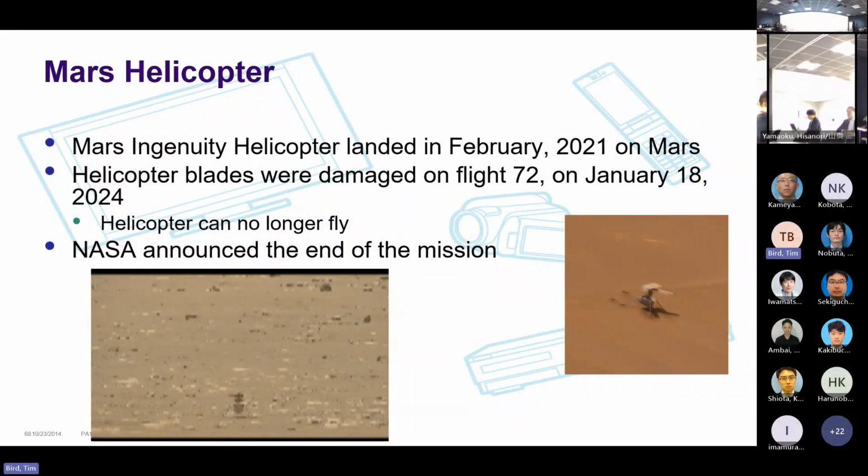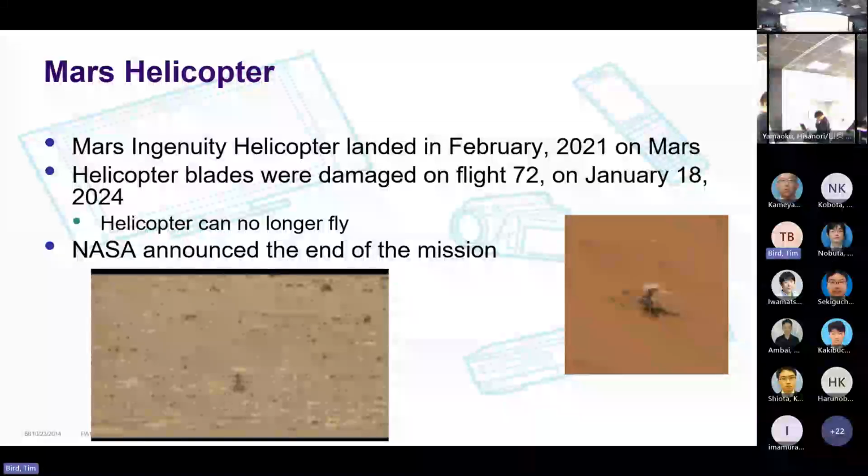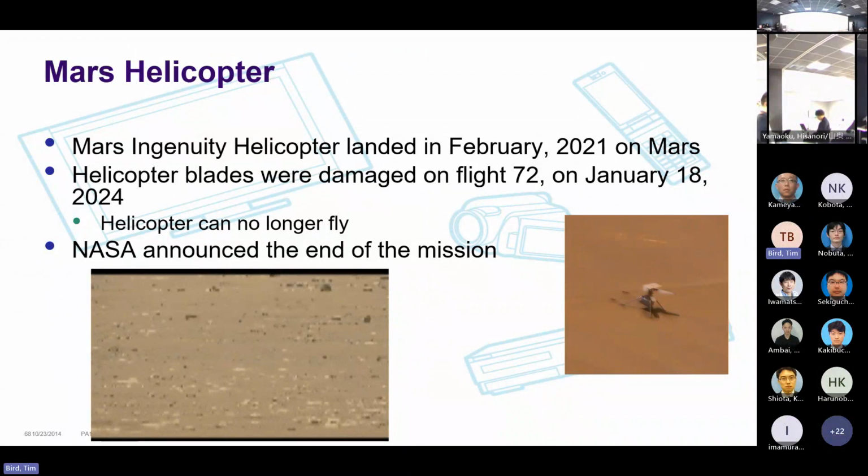There's an animation of, I think, one of its first missions, and then they caught a picture of it with its blade broken off on a sand dune on Mars. So that's the end. Well, Linux is still on there, and I think it probably still wakes up. It has enough power to wake up every night. So Linux is still running on Mars, but NASA has officially announced the end of that mission. So kind of say farewell to our interesting helicopter.